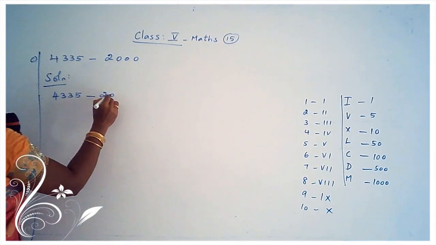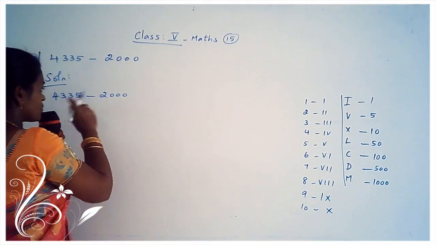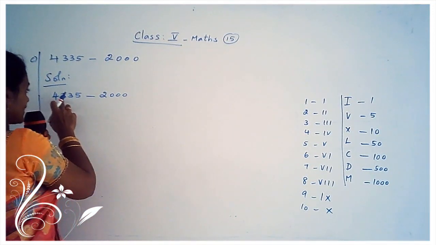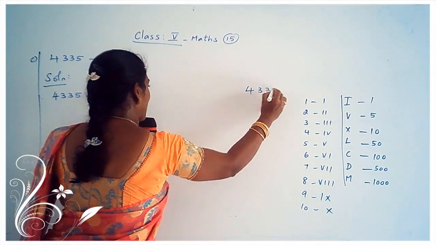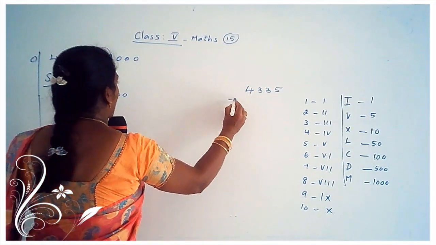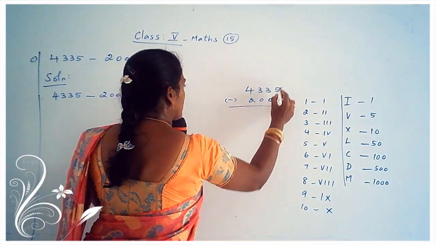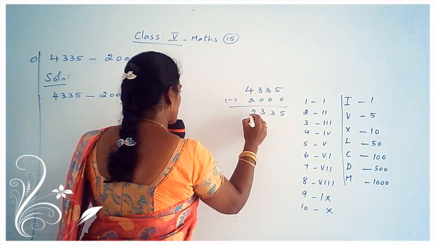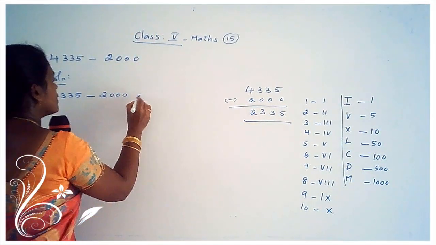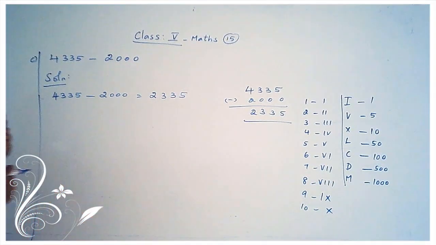4,335 minus 2,000. Okay. Here subtract 2,000 from 4,335. Okay, now you subtract 4,335 minus 2,000. Okay, 4 minus 2 is equal to 2. So your answer is 2,335. Okay, children. Now we convert into Roman numerals.